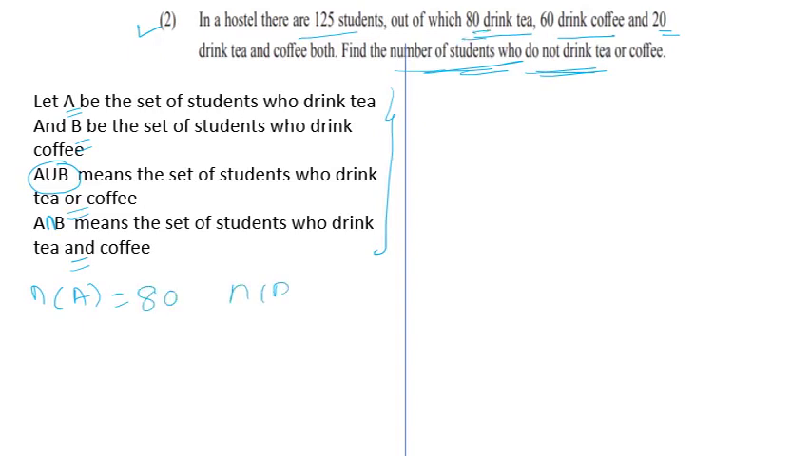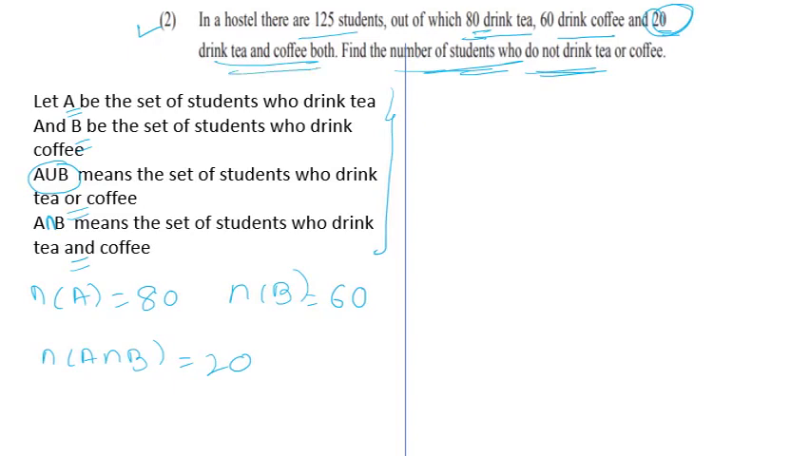N of B. N of B means what? Number of students who drink coffee. See, there are 60 students who drink the coffee. And A intersection B. A intersection B means what? The set of students who drink tea and coffee both. See, 20 students are given here. 20 students drink tea and coffee both.